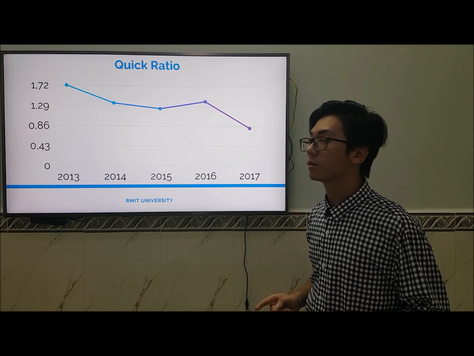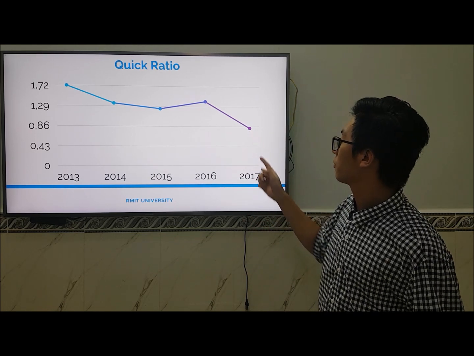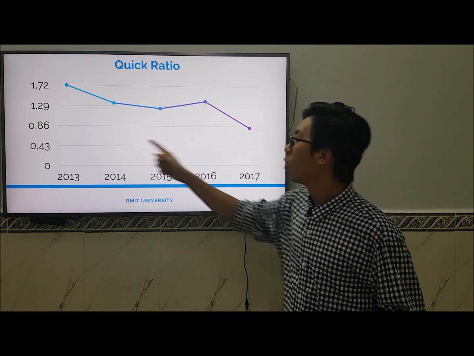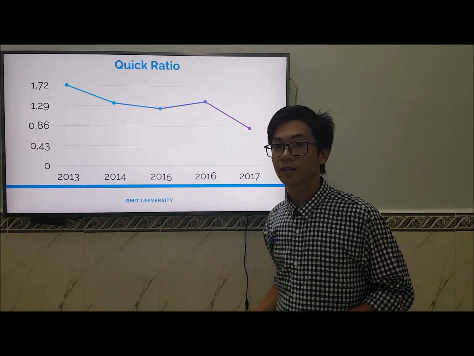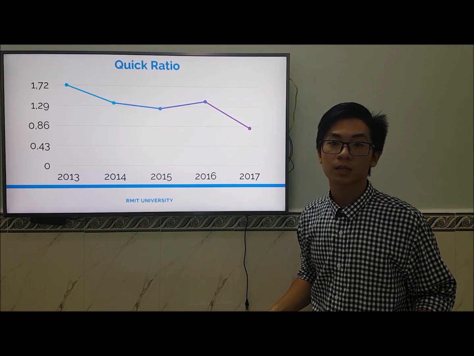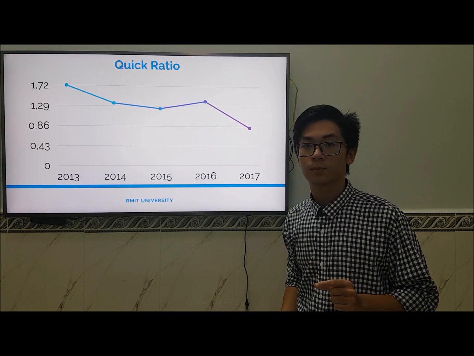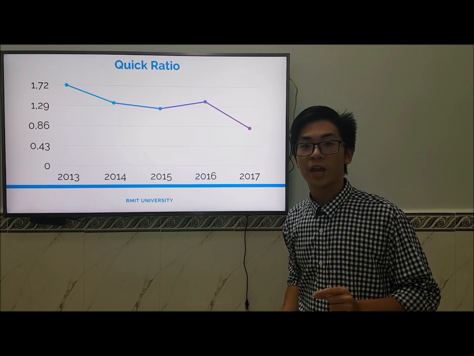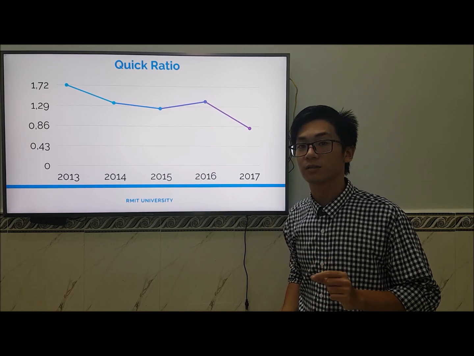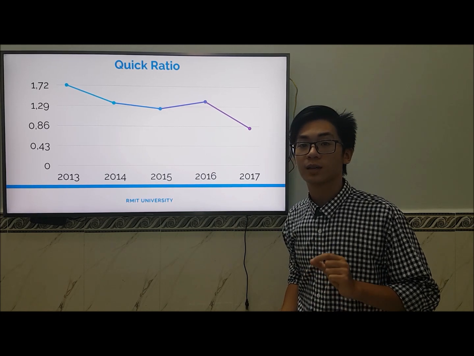In 2017, the quick ratio of Apple dropped below 1, to 0.86. It doesn't mean that Apple is going to go bankrupt, but it does indicate that Apple is relying heavily on their quick access to pay off their current liabilities.